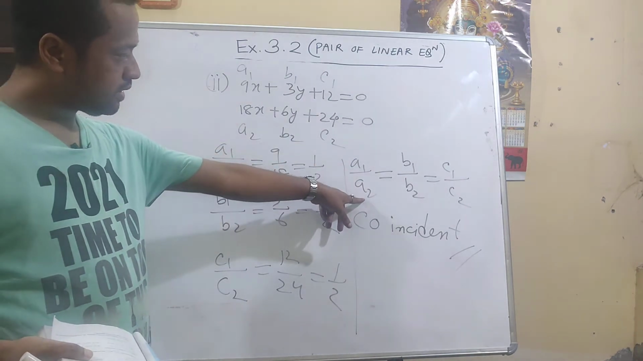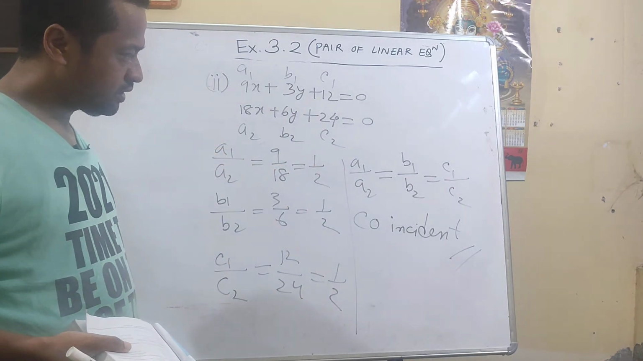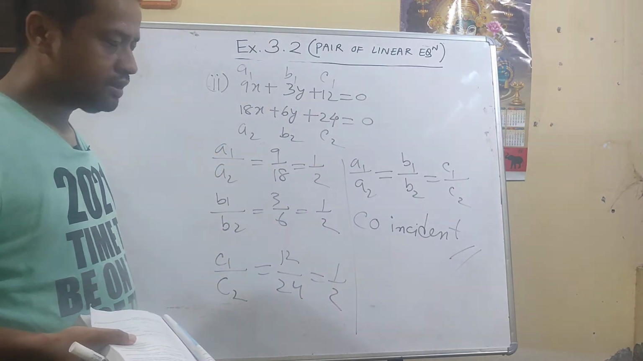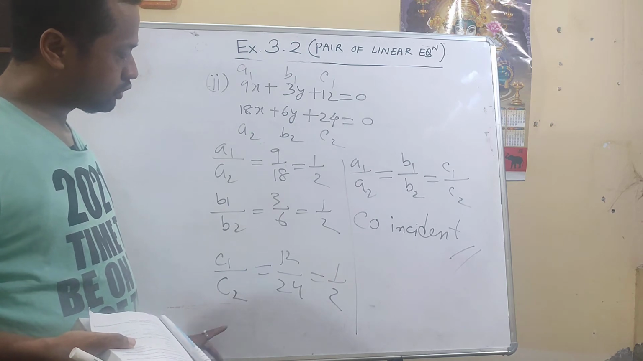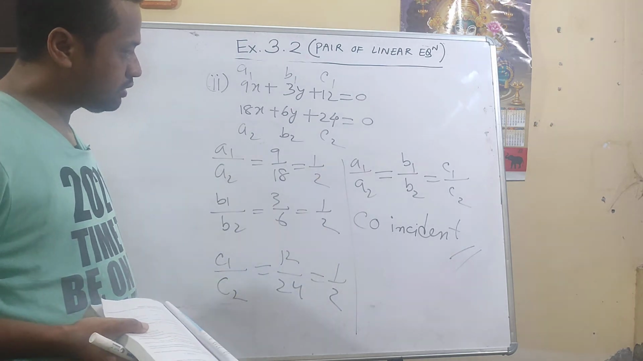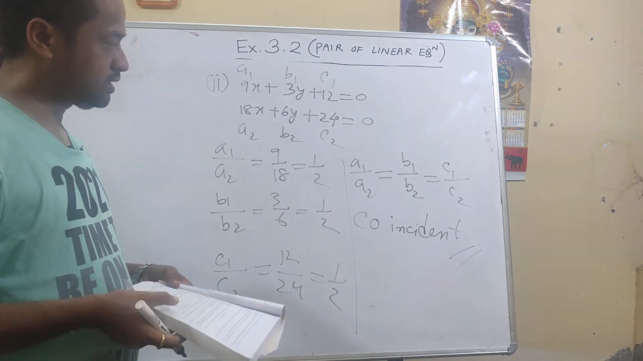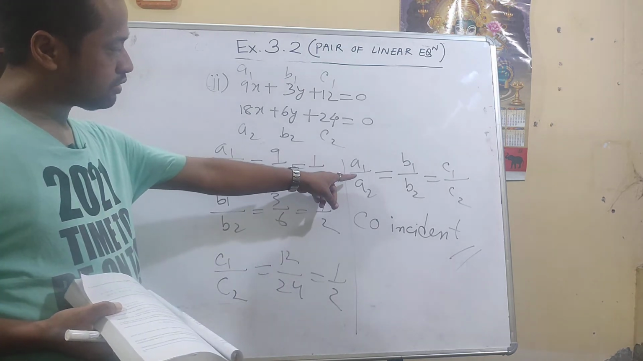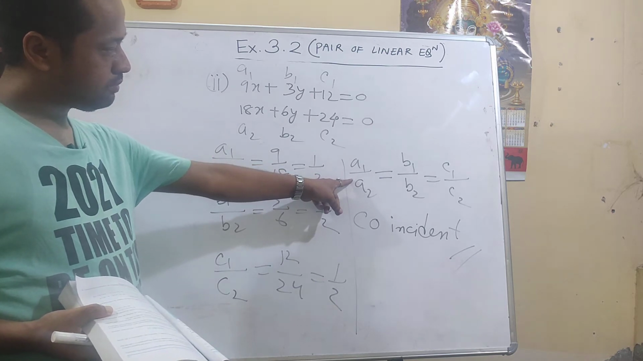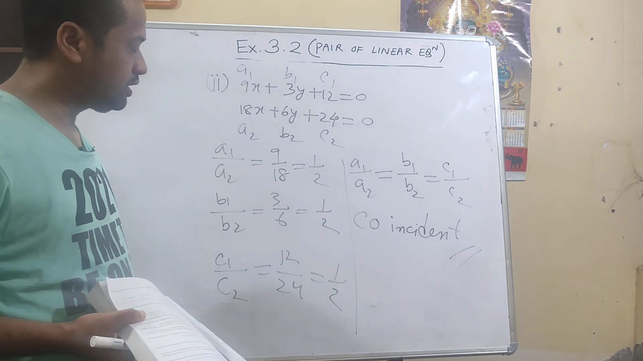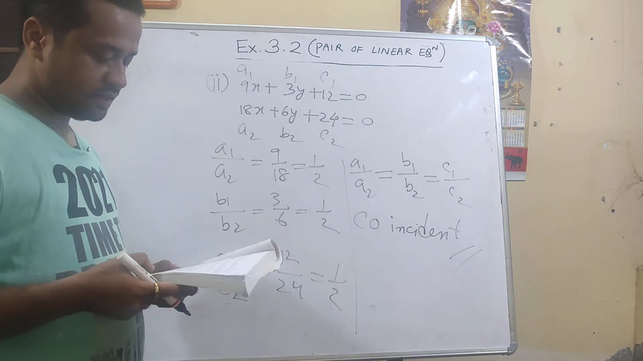If A1 by A2 does not equal B1 by B2, then it is intersecting lines, that means they have a solution. If A1 by A2 is equal to B1 by B2 is equal to C1 by C2, then it is coincident lines, that means like the same line. And the third condition, if A1 by A2 is equal to B1 by B2 does not equal C1 by C2, then it is parallel lines.